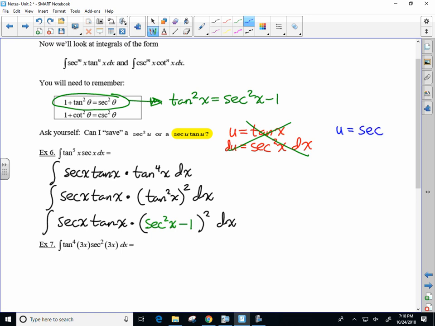But the correct substitution is that u would be equal to secant x. How do I know that? Because if I take the derivative of secant x, I get secant x tangent x.